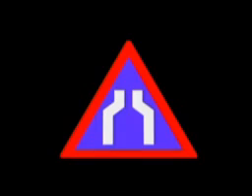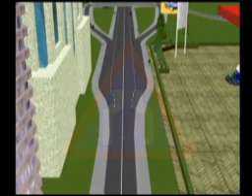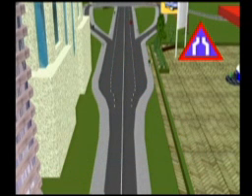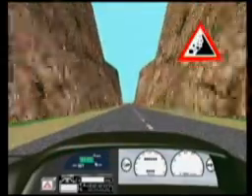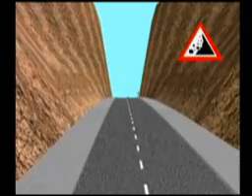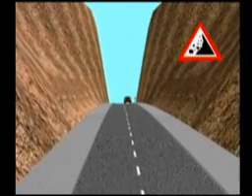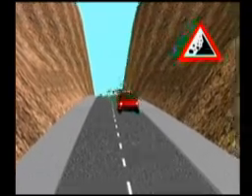Road narrows from both sides. When driving along a wide road, the road quite often will start to narrow from both sides. Also keep to the left as the flow of traffic will move closer together. Falling rocks. This sign indicates that up ahead there may be rocks falling from the side of the road. This usually happens after or during heavy rains and storms.